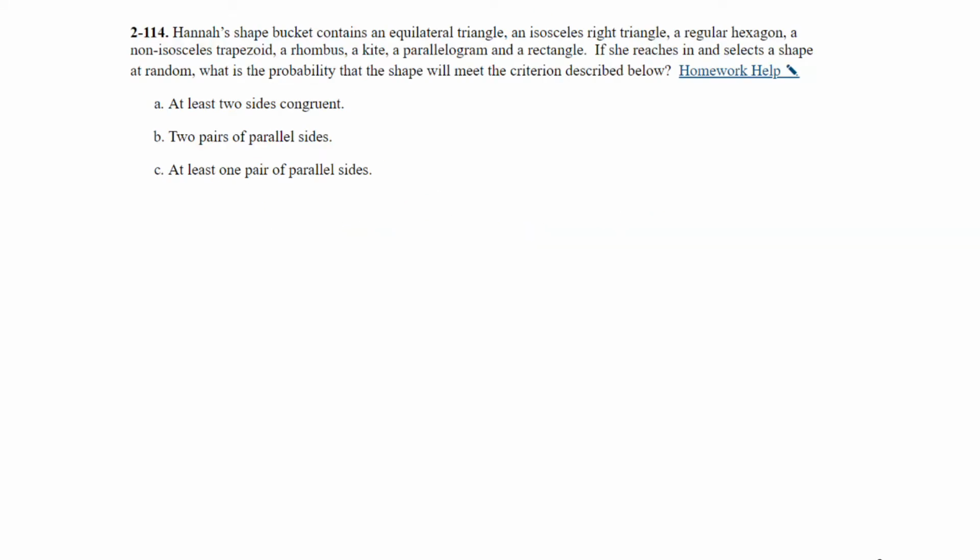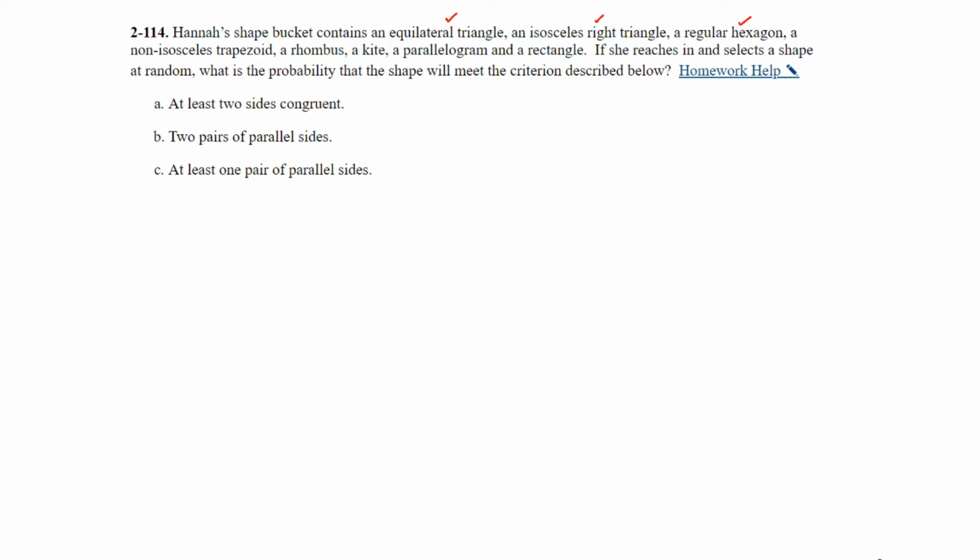Question 114. Hannah's shape bucket contains that list of stuff right there. If she reaches in and selects a shape at random, what is the probability that the shape will meet the criteria described below? So at least 2 sides that are congruent. So let's go through here. Equilateral triangle would have 3 sides that are congruent, but at least 2. Isosceles right triangle, that would work. A regular hexagon, all the sides are congruent, so that's good.